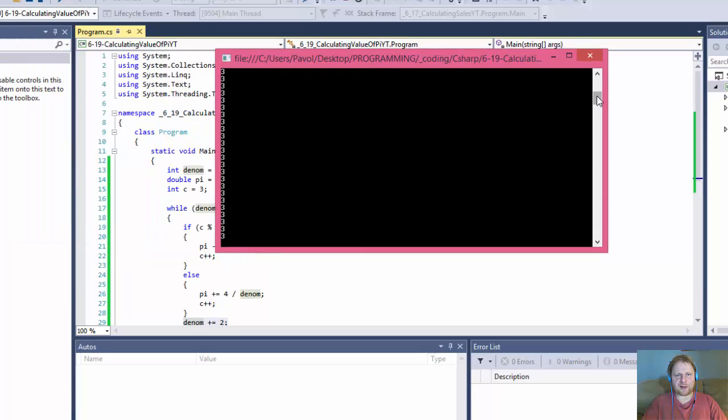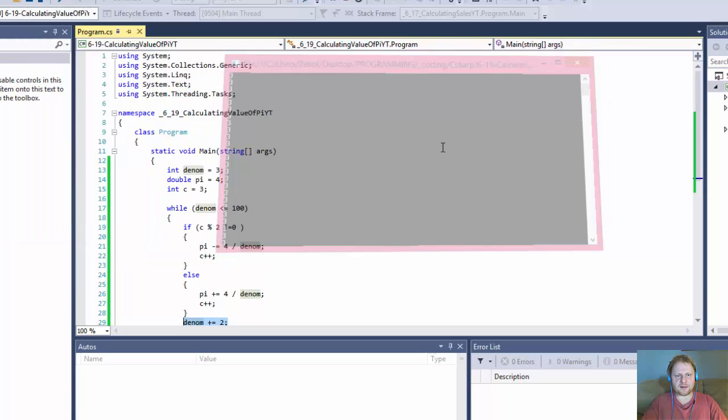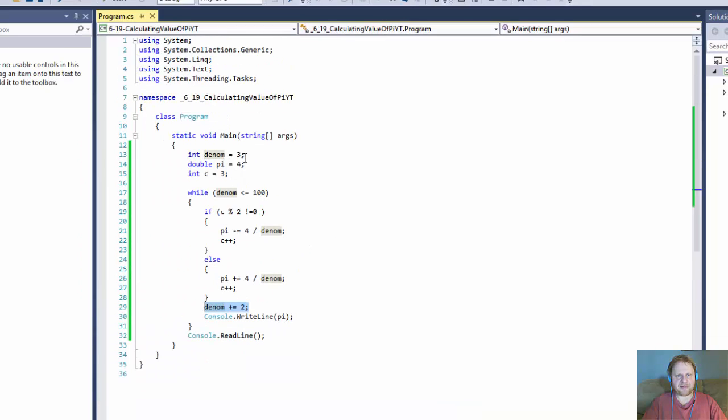Ooh, we got a lot of 3s. Everything is 3. So we start with 3. So 4 divided by 3. Well, we start with pi equals 4. Okay, here.